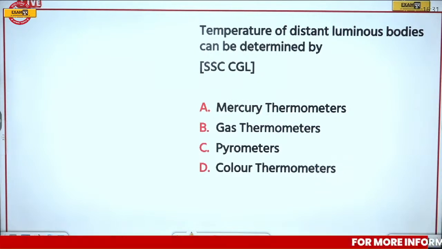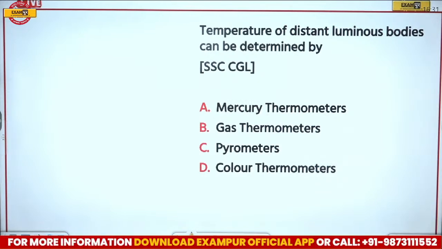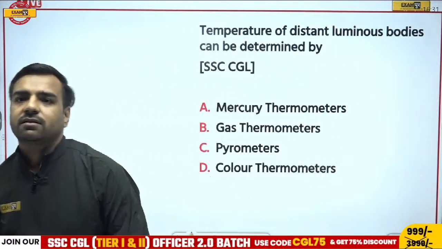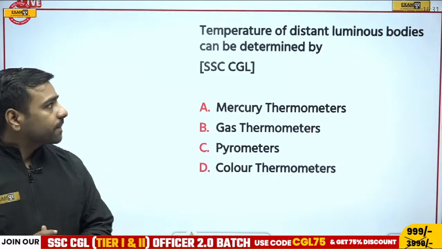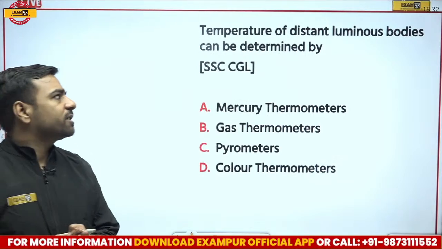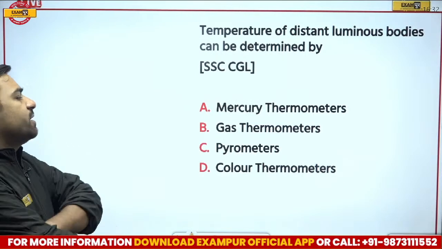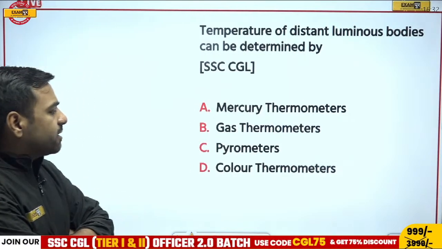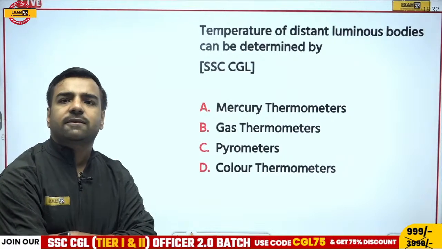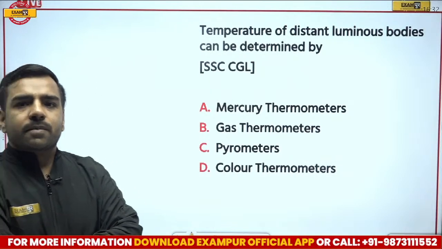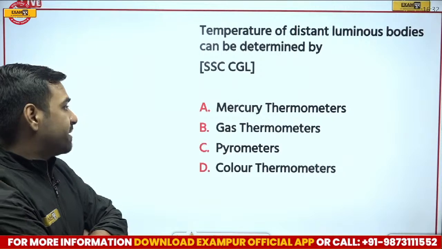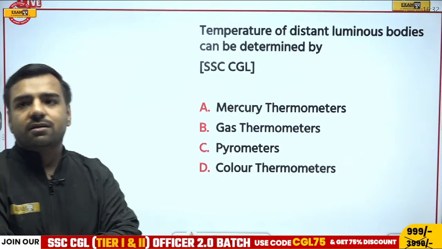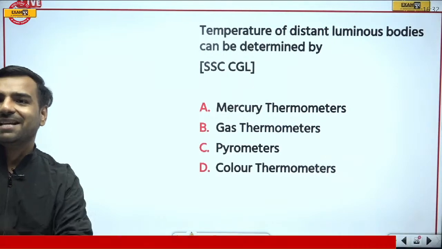Next is, temperature of distant luminous bodies can be determined by dash. So we have 4 options here. Let's see who will give the correct answer. What is it? Is it mercury thermometers? Is it gas thermometers? Is it pyrometers or color thermometers? And this question actually creates confusion many times because we are aware of thermometers. First of all, I'll see the answer, then I'll explain this part.